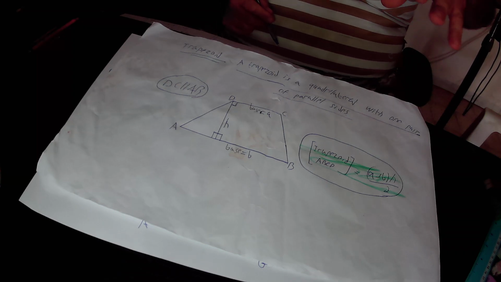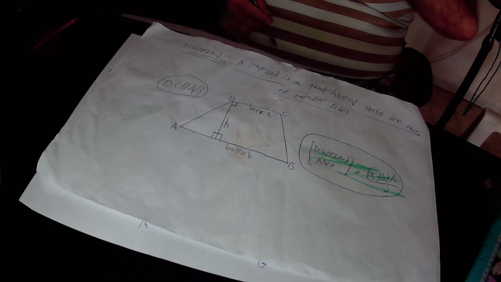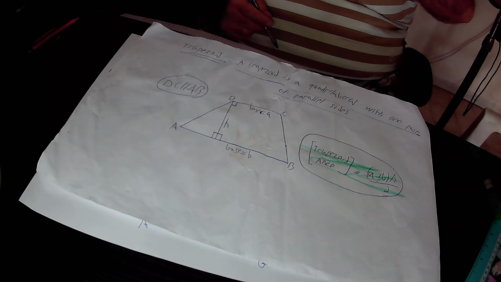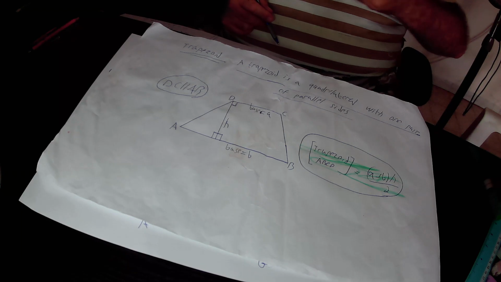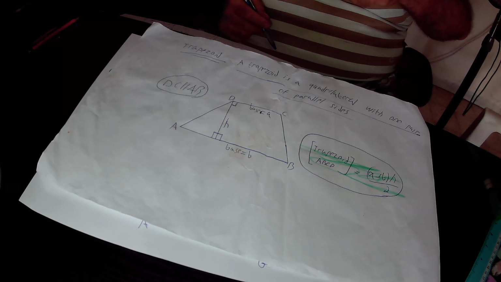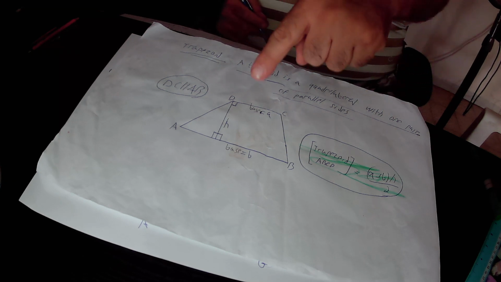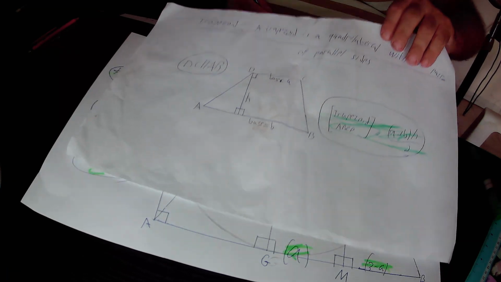So in conclusion, we found out that a trapezoid is a quadrilateral with one pair of parallel sides, and the area of any trapezoid equals the sum of its two parallel bases, in this case A plus B, times the height H over 2. The height H must create 90 degrees with the two parallel bases.